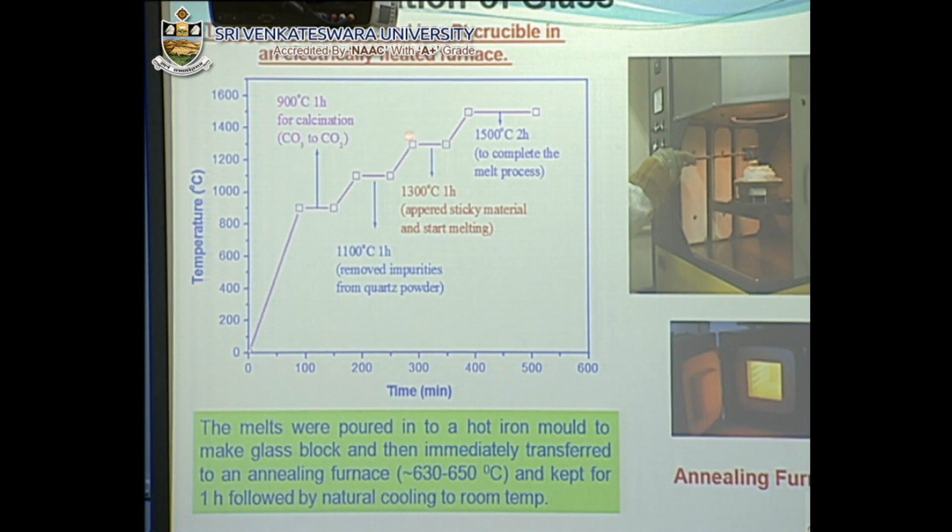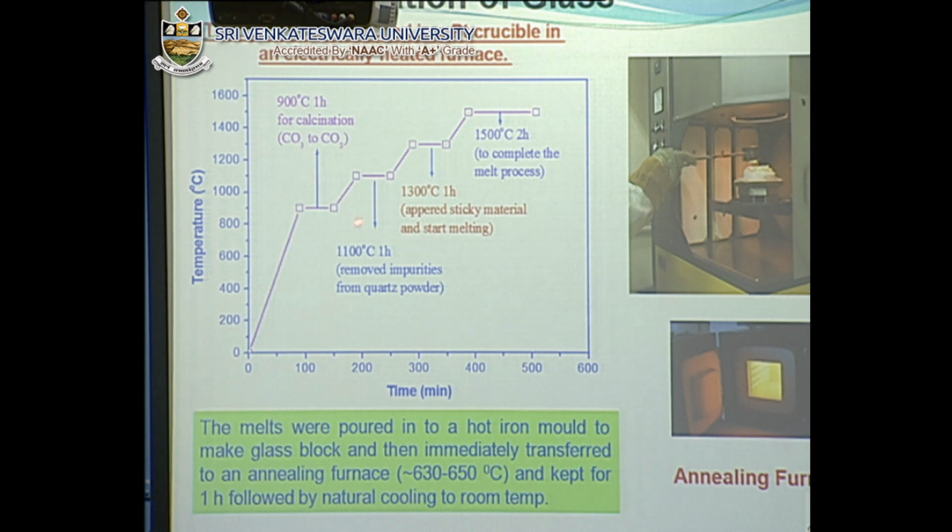Now, once we prepared the mixtures, we transferred the platinum rhodium crucible into the high temperature furnace. We raised the temperature not in one step, but stepwise. Initially, we increased the temperature up to 900 degrees centigrade and kept it at this temperature for 1 hour, where the calcination process occurs and all the carbonate materials decompose to carbon dioxide.